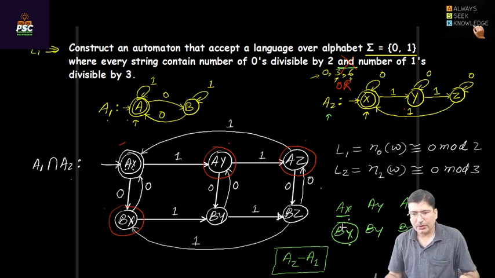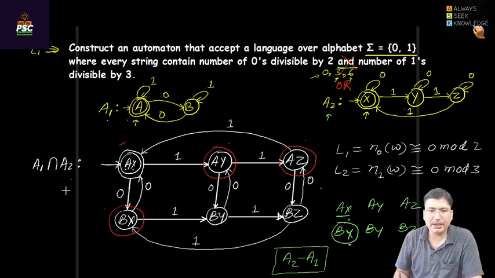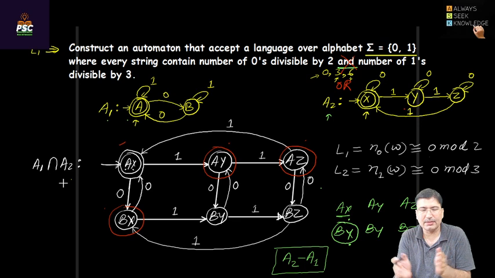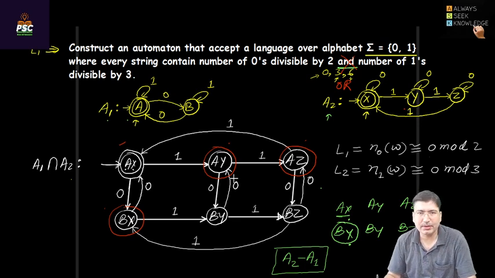Okay. So I hope the union, intersection and difference operations are clear. So in case two automatas are given, you can easily draw the resultant automata and you can find the resultant language.